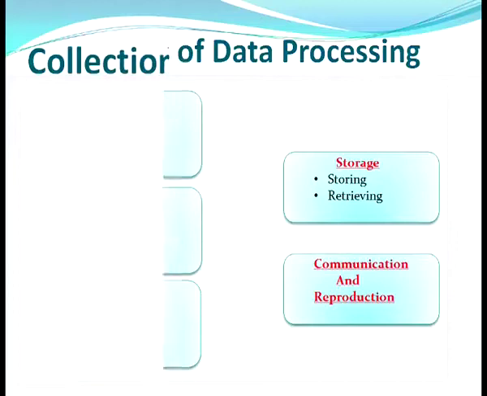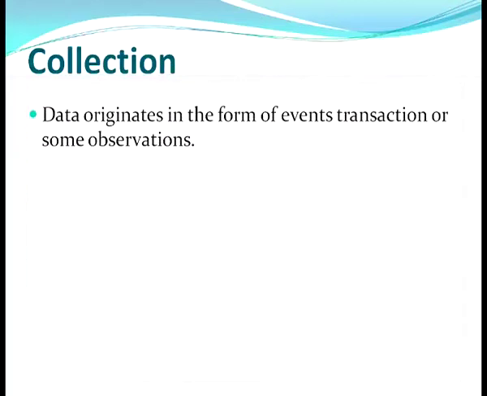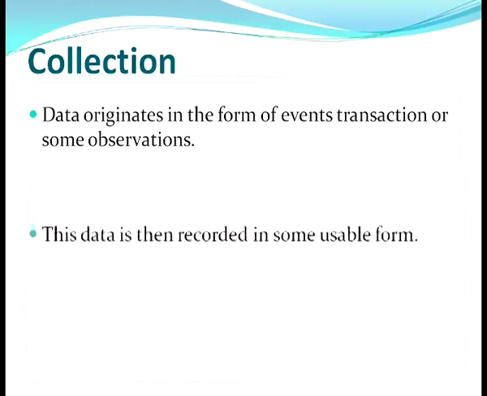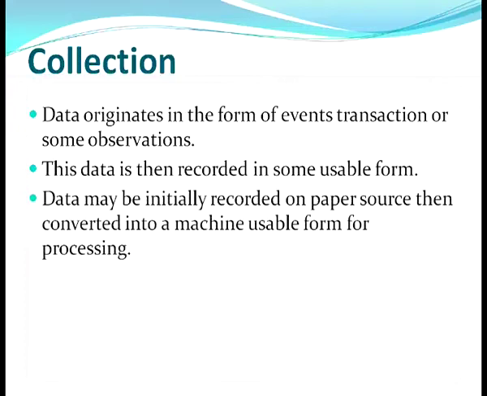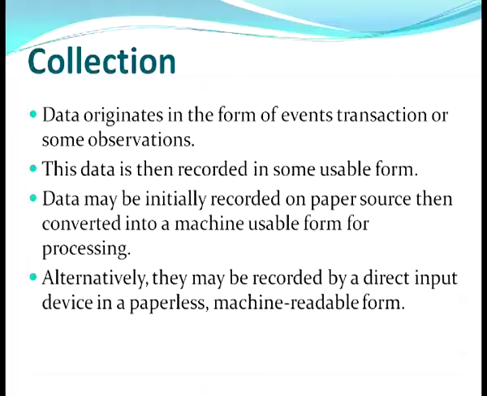First and foremost, we talk about collection of data. Data can be collected in the form of events, transactions or some observations. This data is then recorded in some usable form. Data may be initially recorded on a paper source, then converted into machine usable form for processing. And again, I will give the same example to my learners: when you get the marks, you record them on a piece of paper, but finally they are entered into the computer and you get a computerized report card from your school or from your institute. So, the data is collected in a paper source, but then it is converted into a machine usable form for processing.